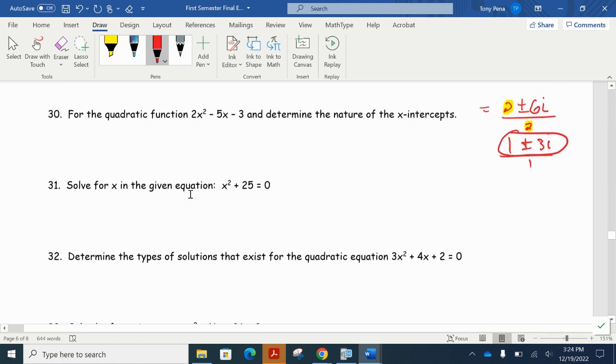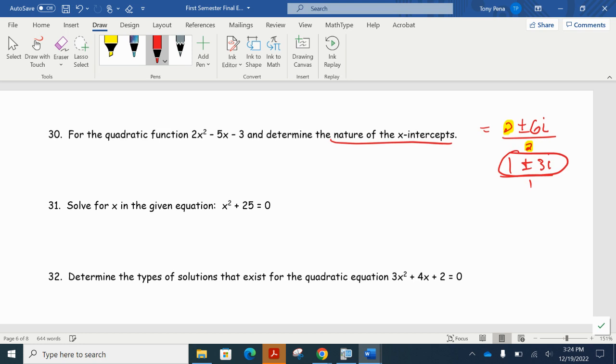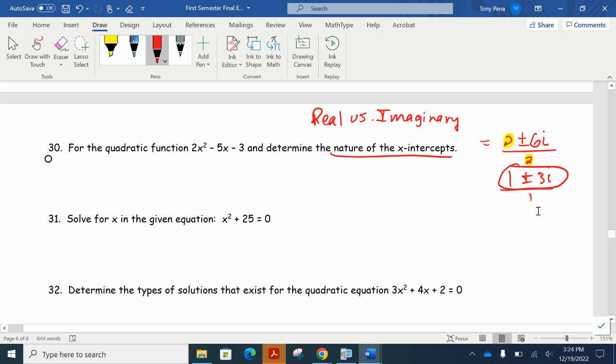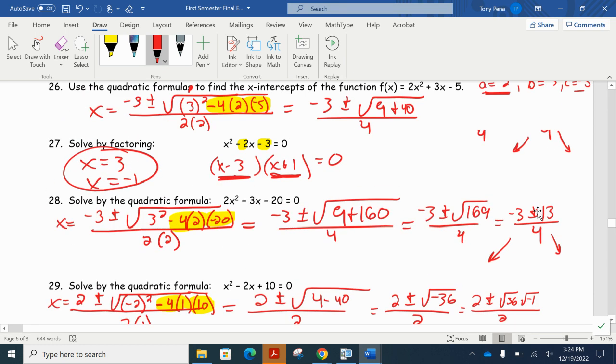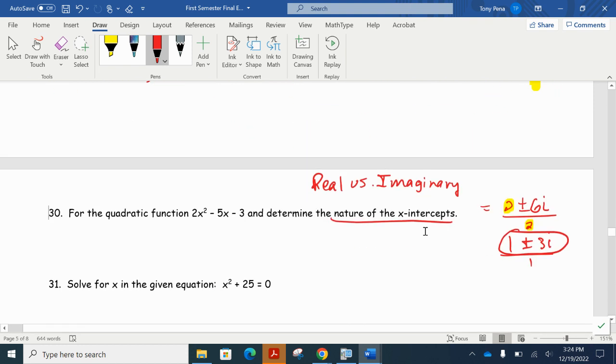Whew. All right. So for this quadratic formula, determine the nature of the x-intercepts. So what we talked about with this, 2 big things: were they real or imaginary? So the times when we get these i's, those are imaginary. When we don't get the i's, like all these other problems before, all these answers to like 26, 27, and 28, those are real.